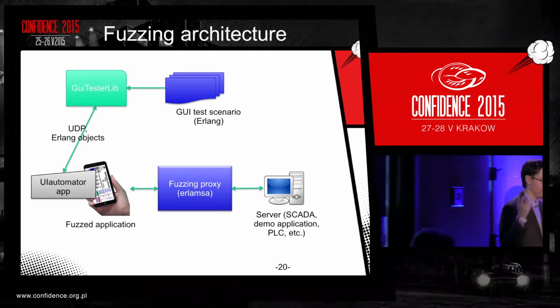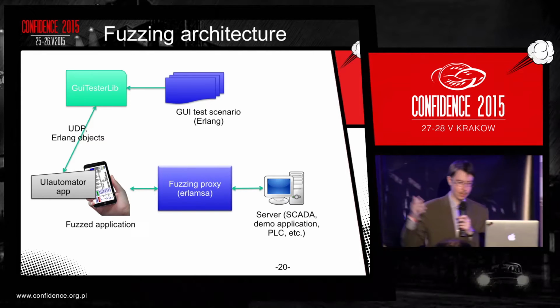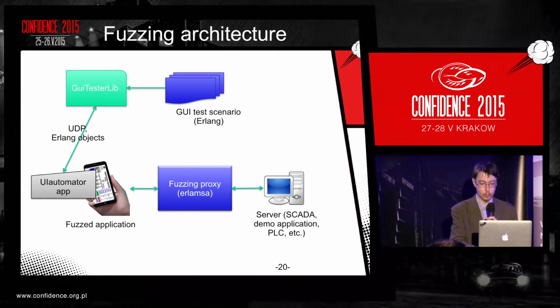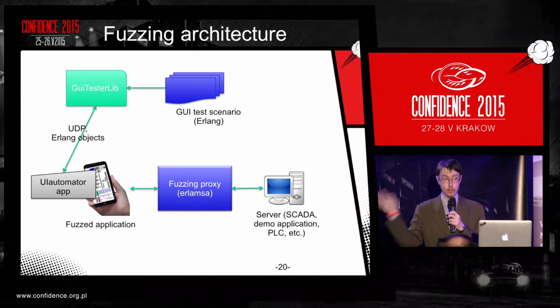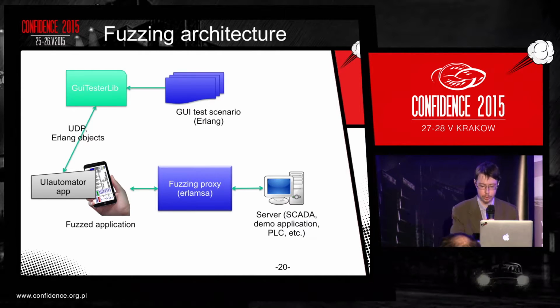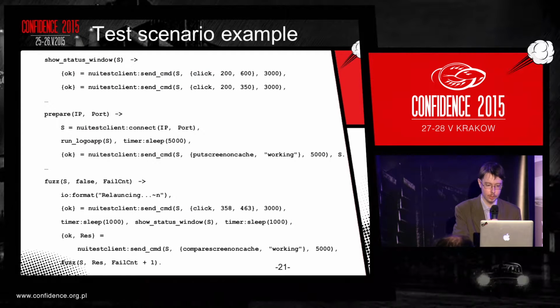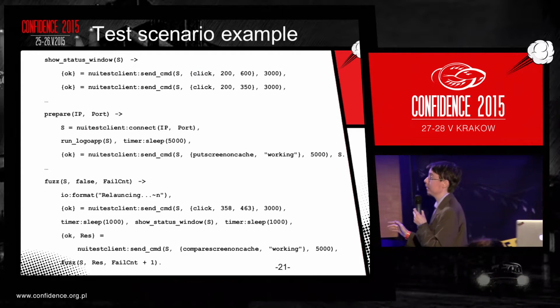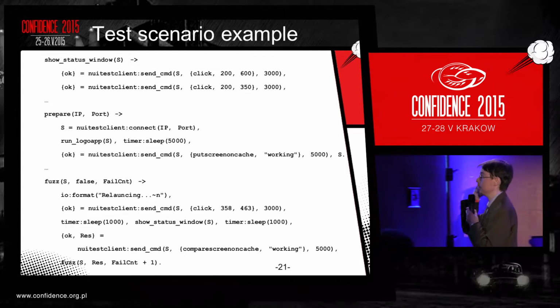And in this case, we are fuzzing the application, and then we are fuzzing the server. Of course, it's mutational-based fuzzing, not generational-based. We have no time for generational-based fuzzing, unfortunately. The test scenario example is shown on this slide.